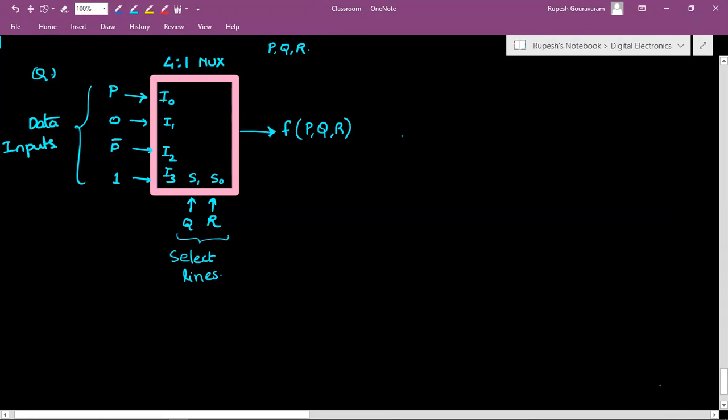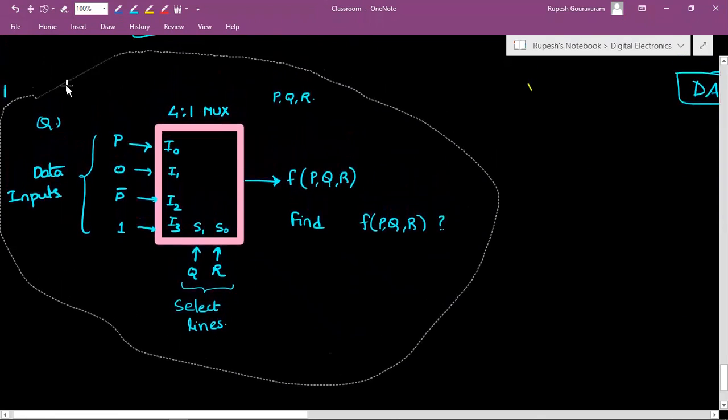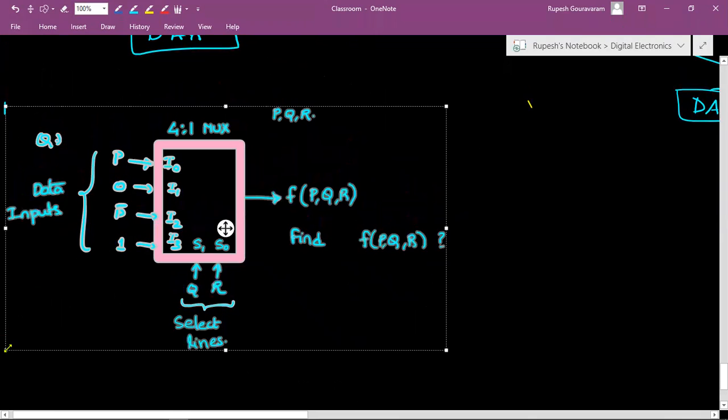So what is the question here? I need to find the function of PQR. So this is the question here. Now to solve this question, let us see what a mux is, what a multiplexer is, and all these details we are going to discuss now.